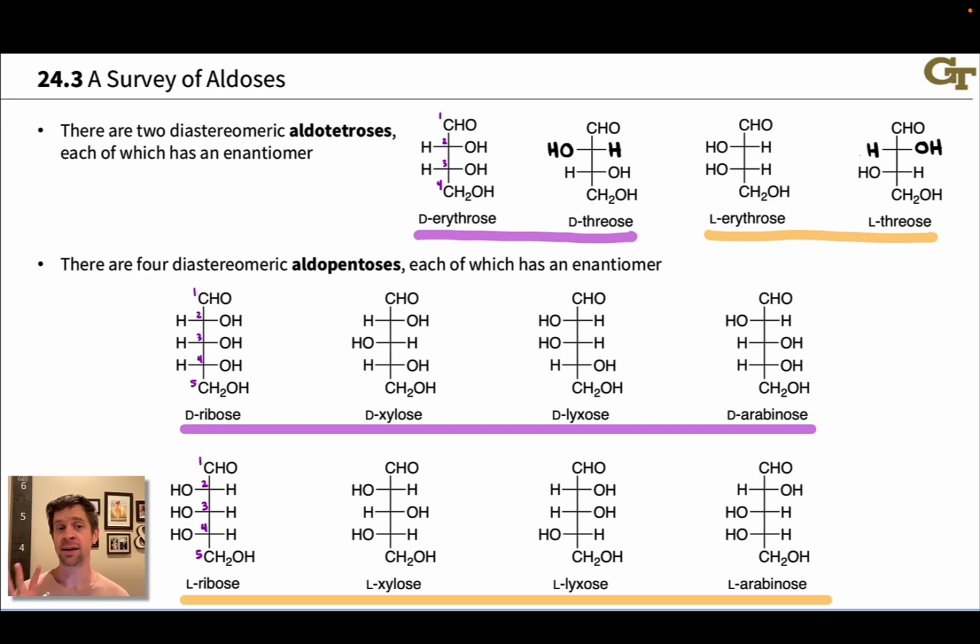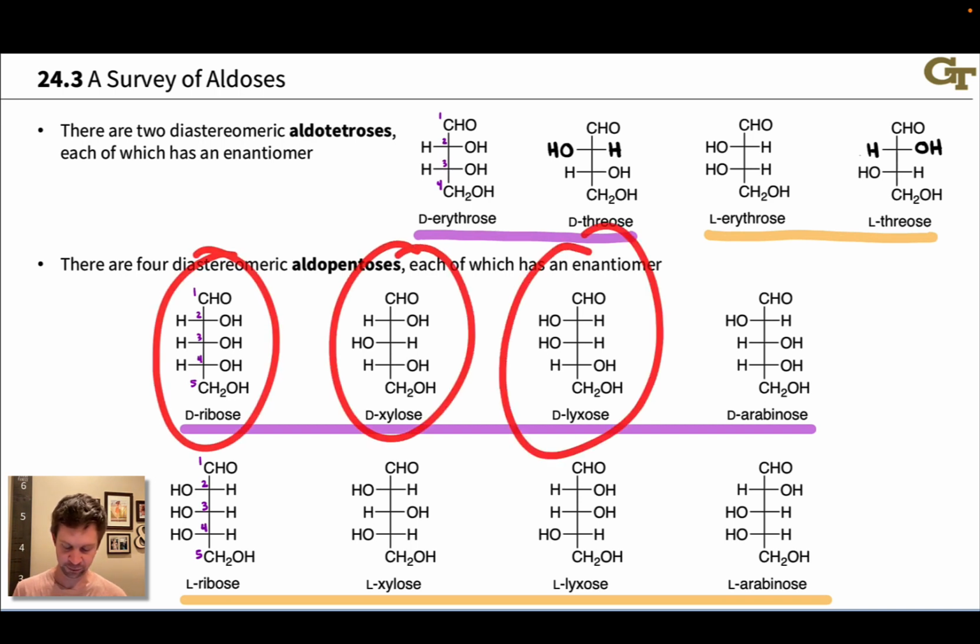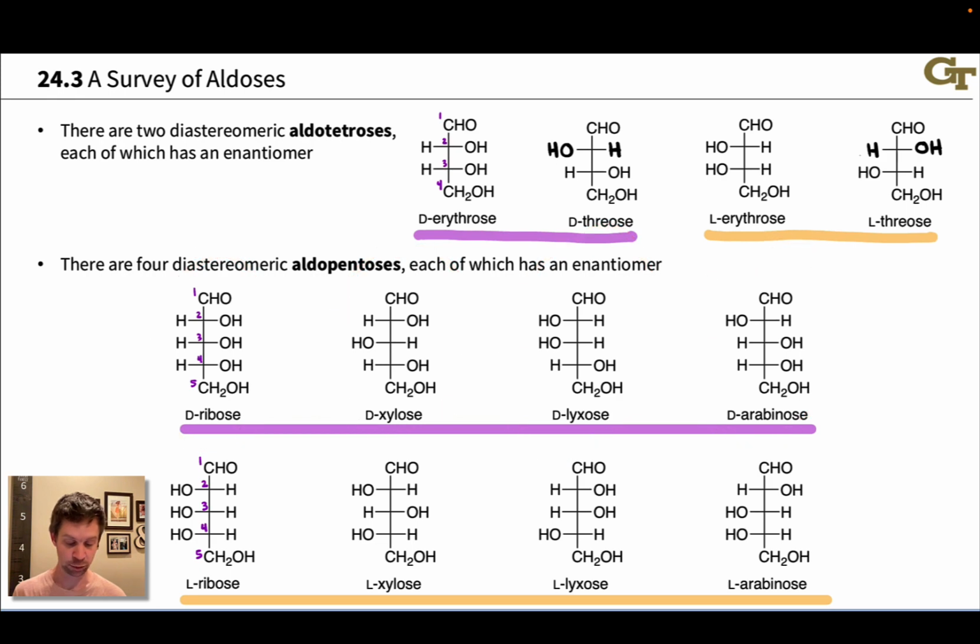And there are now 4 diastereomeric aldopentoses based on the 4 different ways we can arrange those 3 stereocenters in the pentose, the aldopentose chain. We've got ribose, we've got xylose, we've got lyxose, and we've got arabinose, and these are all diastereomers of each other. Each pair that we could generate here forms a diastereomeric pair, but each of these is individually chiral, and so, for example, D-ribose has an enantiomer, which is L-ribose. D-lyxose has L-lyxose, D-xylose has L-xylose. So each of these has an enantiomer, and we use D and L to distinguish between those.